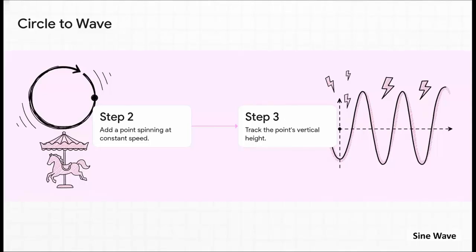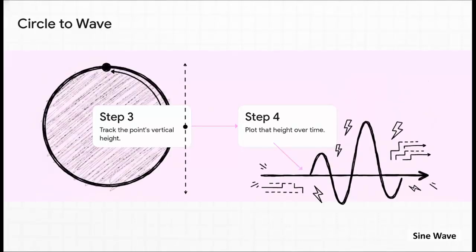All right, now imagine a single point on the edge of that circle, just spinning around and around at a perfectly steady speed, kind of like a horse on a carousel, just going in a perfect loop. Now forget about whether it's moving left or right. We're only going to focus on one thing. Its height. How high is it from that center line?